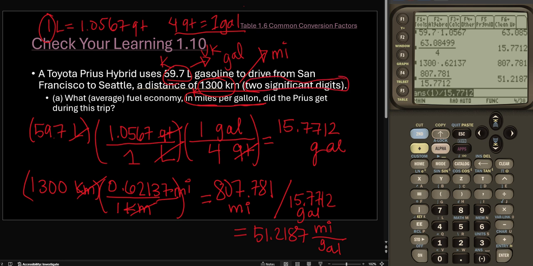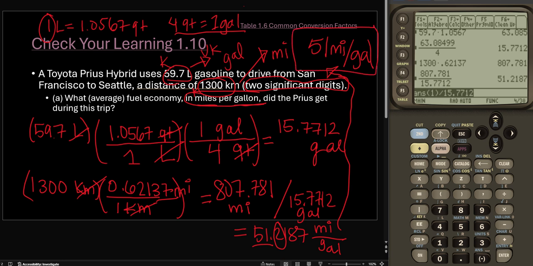Okay, remember, last step, 2 sig figs. So we want this to be 2 sig figs. We're looking at that 2. That 2 is not greater than 5, so the 51 does not increase. So our final answer is 51 miles per gallon.